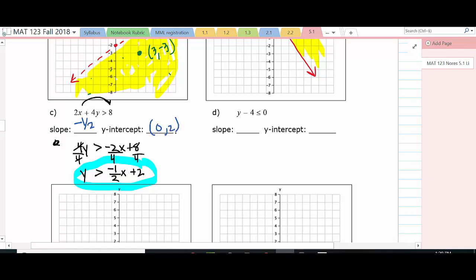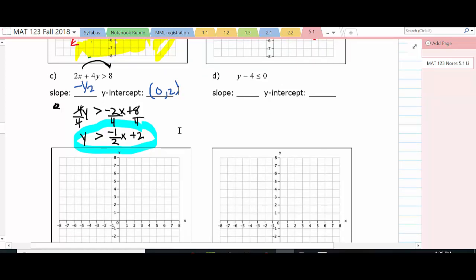Okay, and then what you want to go through and do is just start putting this together the same way, but you'd have to solve for y first, so you would have a y-intercept of 2. Slope would tell you to go down 1, right 2. Like that. You would use a dashed boundary. It's hard to draw a line on this.